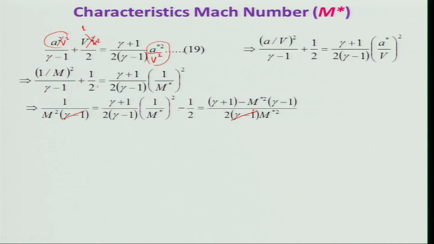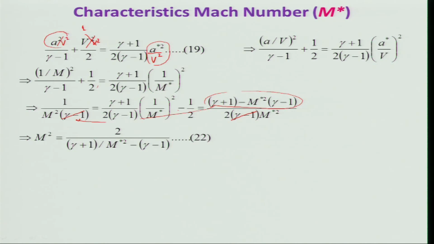So, then I will take this portion to this side, and 2 M star square I can take to this side, and this term I will take to this side, right. So, what I will get then? M square is equal to 2 divided by gamma plus 1 M star square minus gamma minus 1. I can get it very easily, right.